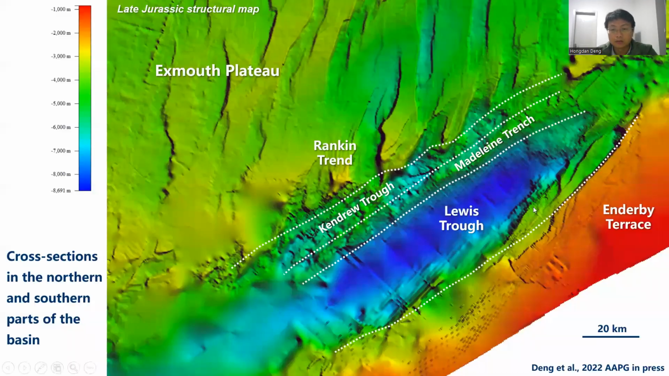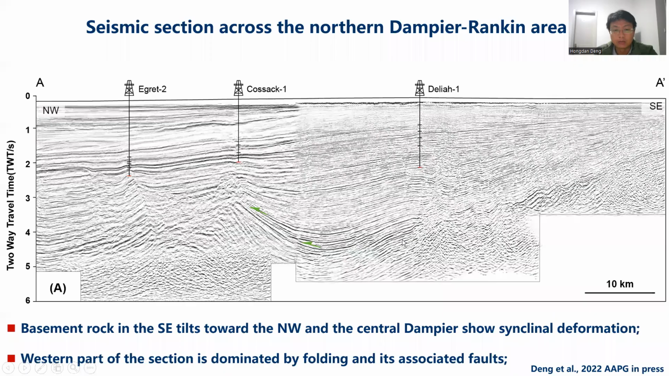Moving to the north, the Dampier basin consists of the Enderby Terrace in the southeast margin, the Lewis Trough in the center, and the Rankin Trend, also the Kendrick Trough and the Mandalay Trend to the north, in the northwest. We show 2 cross sections in the north and the southern part of the basin to show the internal structures. We see that the southeast part of the margin is tilted to the northwest, and the central part is a depocenter.